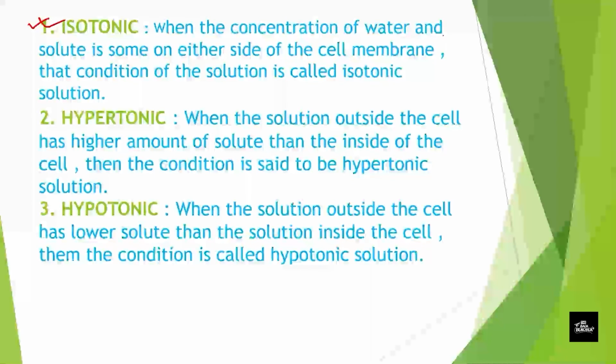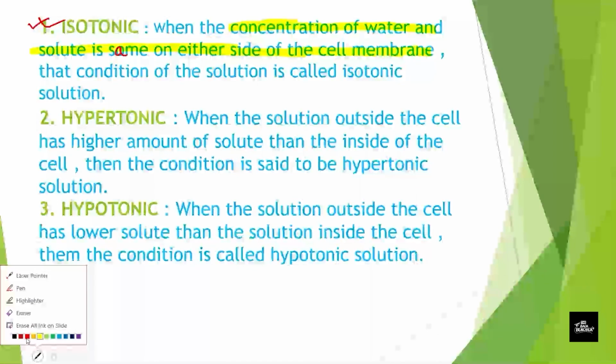When the concentration of water and solute is the same on either side of the cell membrane, that condition of the solution is called isotonic solution. Let me highlight the important words for you in this definition. So when the concentration of water and solute is the same on either side of the cell membrane, that condition is known as isotonic solution. So if the cell is in isotonic solution, then no change is going to take place inside the cell.